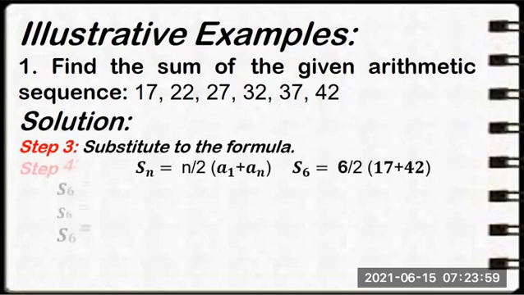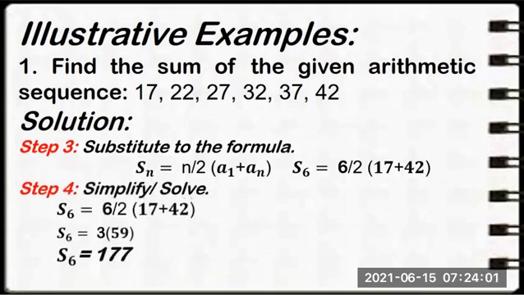And for our step number 4, our last step, we are going to simplify or solve the given. So 6 over 2 or 6 divided by 2 will give us 3, and 17 plus 42 will give us 59. So multiply natin, 59 times 3 will give us the answer of 177.